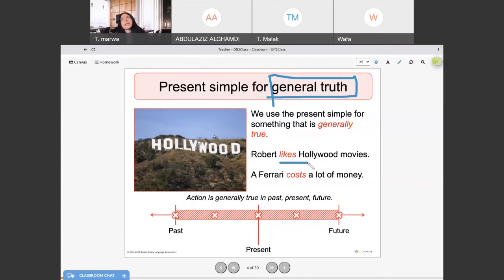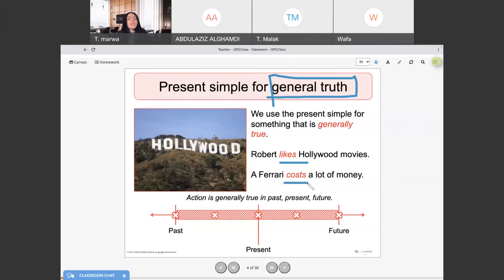So you say, I like pizza. I prefer to wear pants and not a dress. Okay? This is your preference. This is something true about you. This is one thing. Even when you're talking about something that is true also, for example, a Ferrari costs a lot of money. A Ferrari really costs a lot. This is something true. Okay?